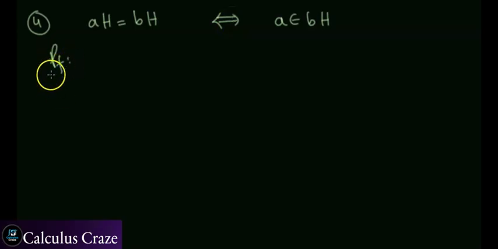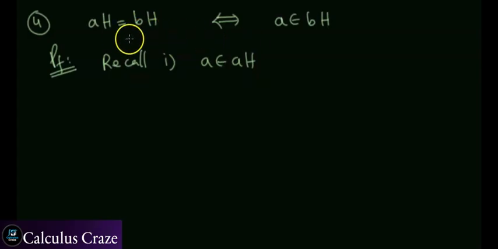Fourth property is this: if AH is the same as BH, then it implies that A belongs to BH, and if A belongs to BH, then AH and BH are similar. So let's write the proof for this. Recall property 1: A always sits inside AH. In the forward direction, I'm assuming this is true, and I have to prove this.